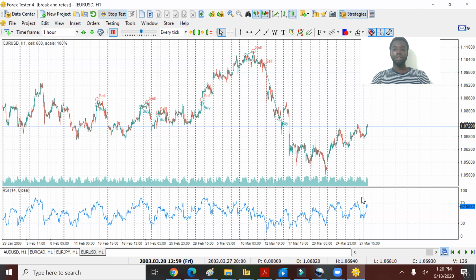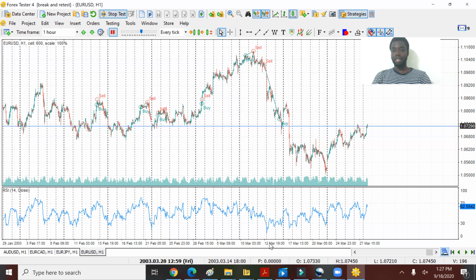So for those who don't know what the RSI tool is, the RSI tool is what I have down here. It's an indicator, which is an oscillator. So it helps you know momentum in the market. If market is moving in a certain direction, is it having a higher momentum or is it having a lower momentum than it previously did have?